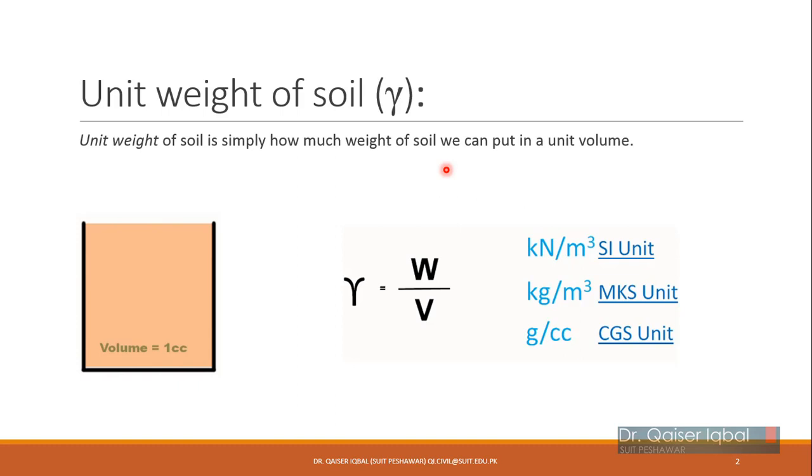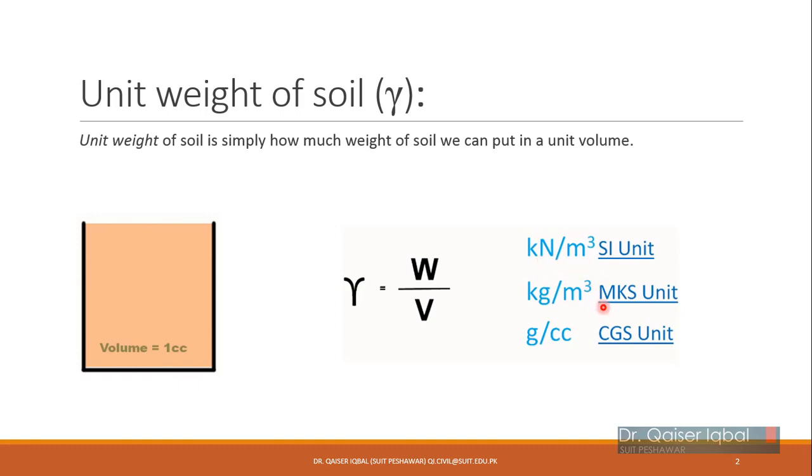Unit weight of soil or unit weight of any material is defined as simply how much weight of soil or weight of that particular material can be put in a unit volume. Whatever your units are, for example, if you are using SI units, your unit of volume will be cubic meter. So how many kilonewtons of a material you put in 1 cubic meter, that will be the unit weight in kilonewton for that material or soil.